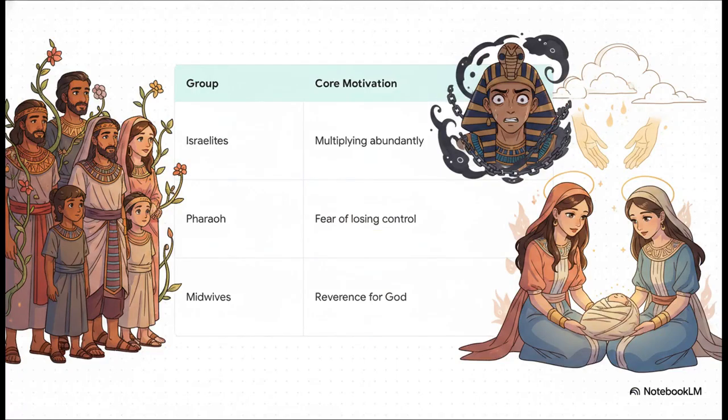Looking back at the simple Peshat text we just covered, there are basically three core motivations driving all this conflict. First, you have the Israelites, who are really just surviving and multiplying abundantly. Then, you have the new Pharaoh, who is completely blinded by this paranoid fear of losing control of his nation. And finally, standing between them, you have the midwives, Shifrah and Puah, who are anchored by a deep reverence for God and a commitment to preserving human life.